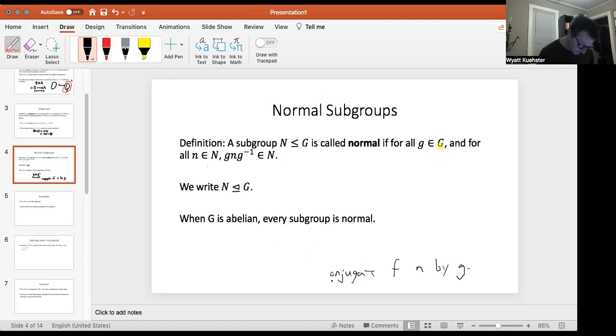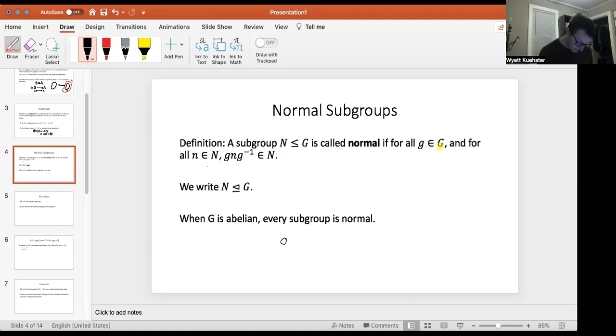And then when G is abelian, every subgroup is normal, so we don't have to worry about this condition. In fact, every example of a group that I've given you so far has been abelian, because I don't want to talk about any special groups yet. So for now, every subgroup is actually normal.